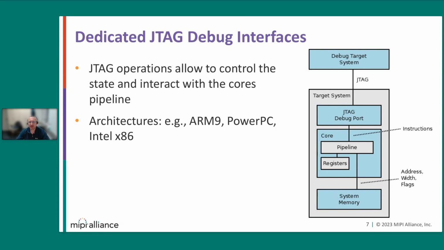To access the system memory or peripherals, the core puts the address together with some flags on the system bus. The flags can contain security, cache, or memory management unit attributes. Typical architectures using this pattern are ARM9, PowerPC, or Intel x86.